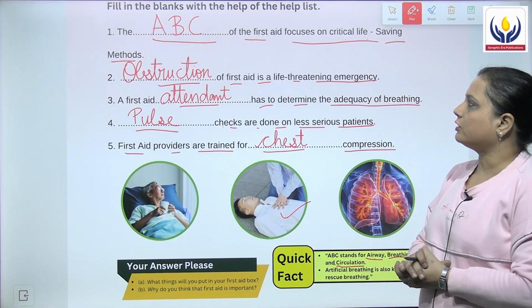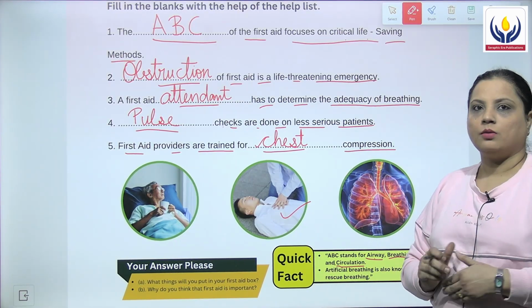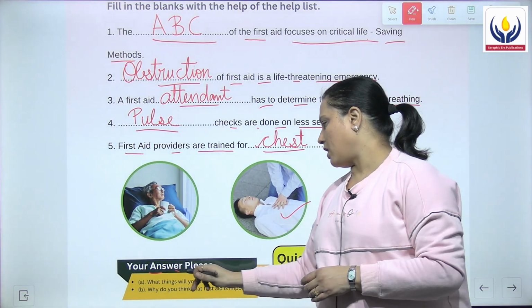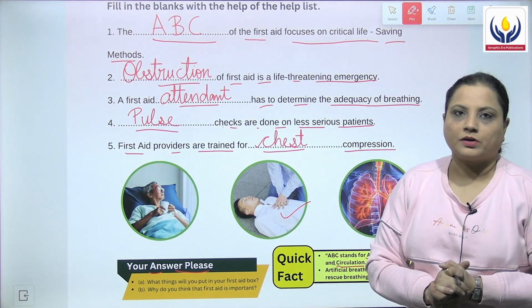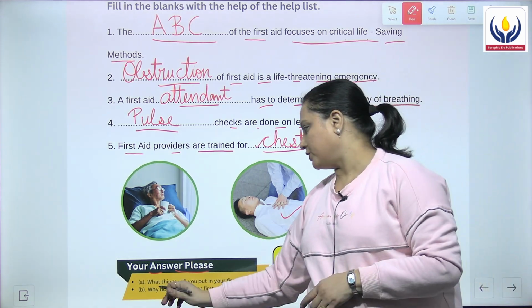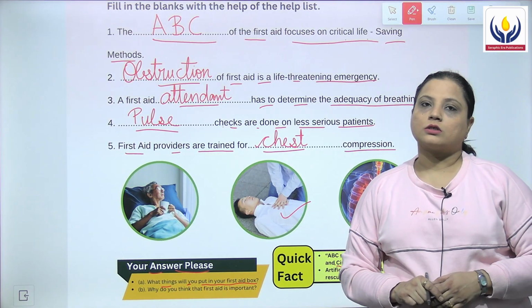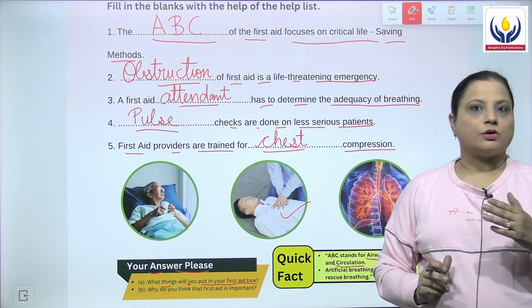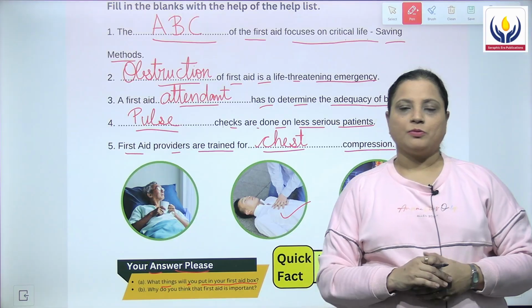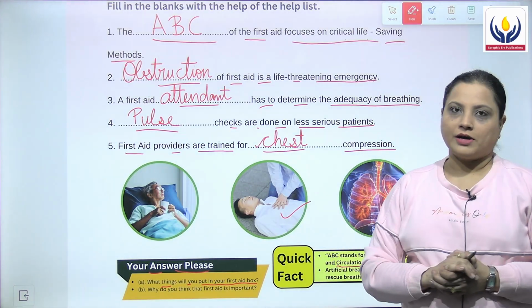So these were all the fill in the blanks. We have now completed them. Moving on to the your answer please for the children. Now children, the first question is, what things will you put in your first aid box? Make a list of all the things that you are going to put in your first aid kit. Make a list and then write it down.